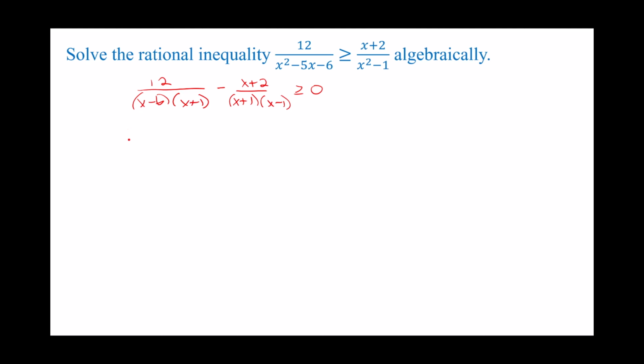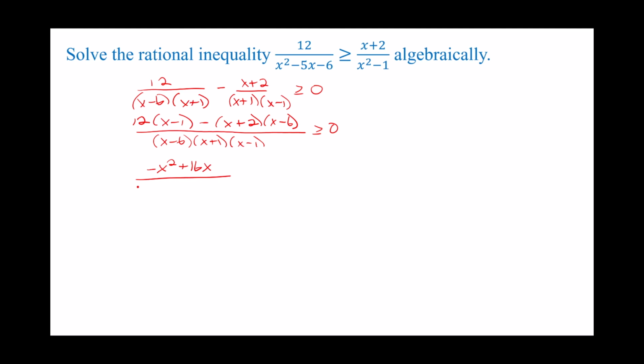Find a common denominator, which would be x minus 6 times x plus 1 times x minus 1. So for the first fraction, I still need the x minus 1. The second fraction, I need the x minus 6. And my denominator is x minus 6 times x plus 1 times x minus 1. Distribute through, combine like terms, and I would get negative x squared plus 16x over x minus 6 times x plus 1 times x minus 1.